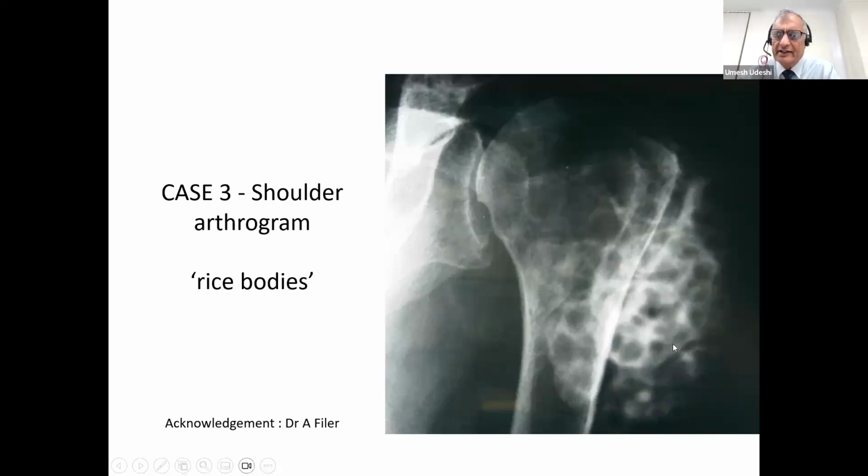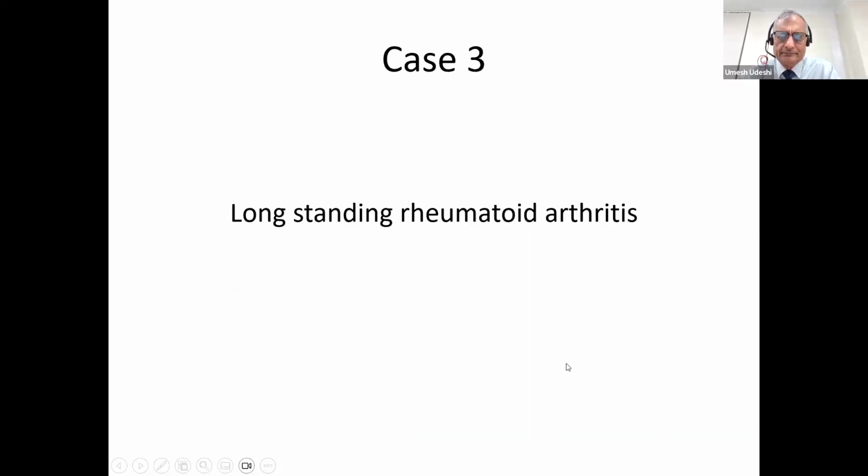And this is what you would have seen in the olden days. If you did an X-ray arthrogram, you would have seen these little rice bodies in the joint. So that was long-standing rheumatoid arthritis.